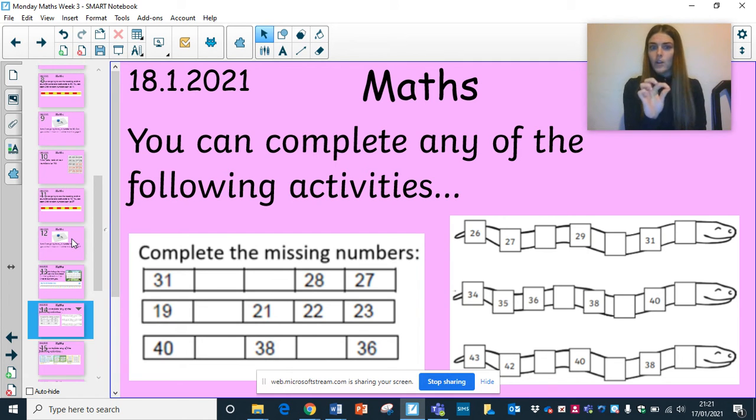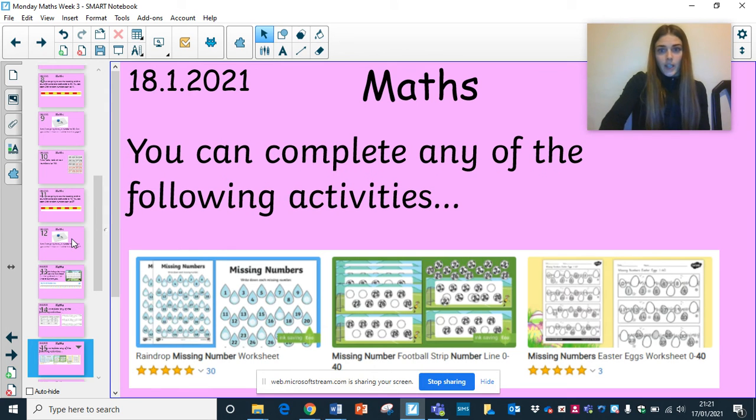So have a look and make sure that you look for the pattern so you know whether you're counting up or counting back. Okay, so you've got that one there on the grid, but you've also got the snakes as well. So you can choose any. You can do all of them if you like, or you can choose one. You've got some more activities. So you've got the one that the raindrops, you've also got the footballs, and you've got the Easter eggs. So these ones you can write the numbers in, or you can cut out and stick the numbers in as well if you'd like to.